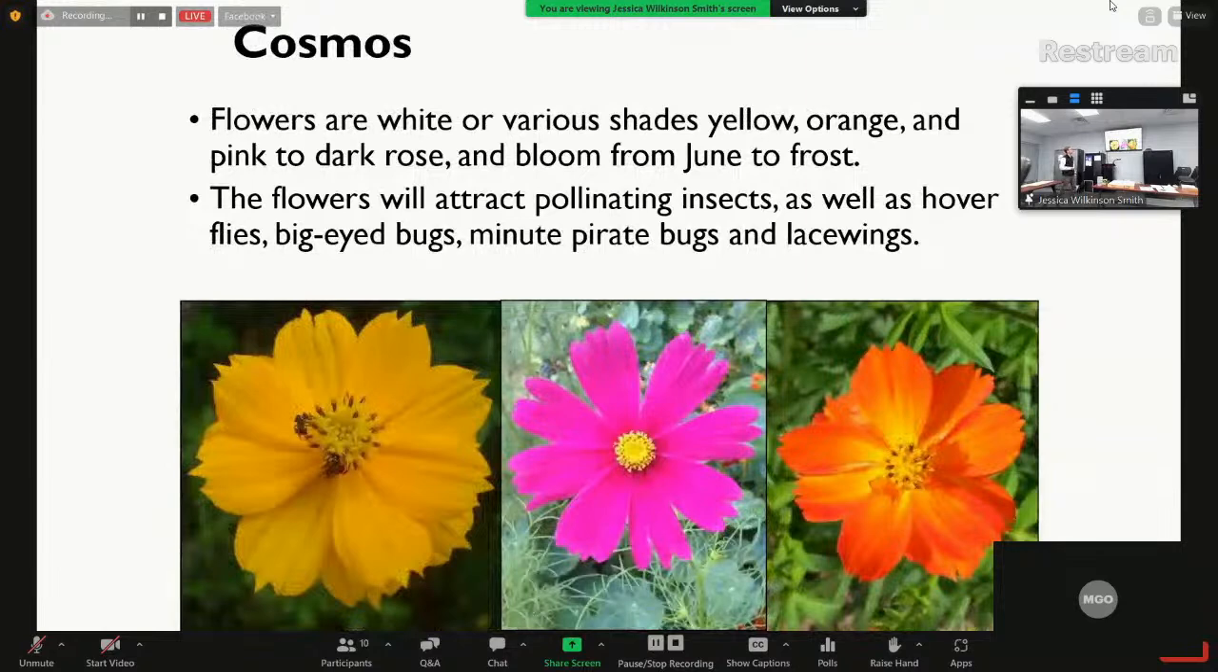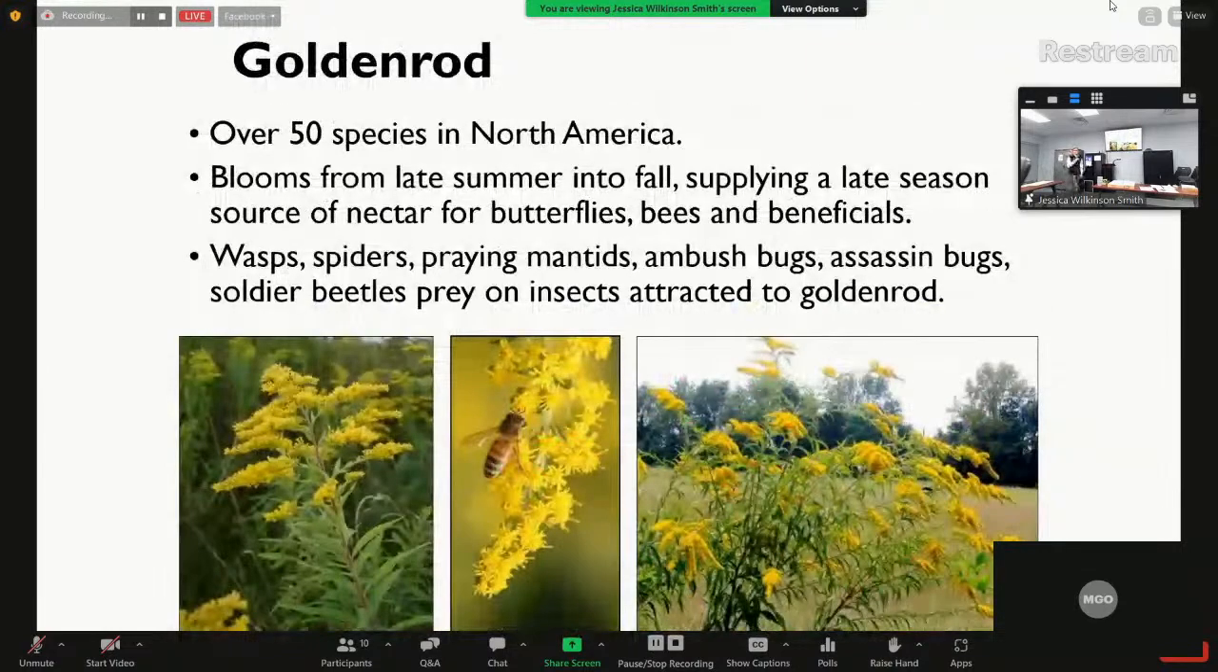Cosmos, plenty of different colors to pick through, and goldenrod, great late season benefit here. I think there's 50 different species of Solidago. I think I pronounced that correctly. Great one to pick from. If you guys haven't been to Tennessee Naturescapes to pick out some native plants, really cool to look at all the different species that they have available there.